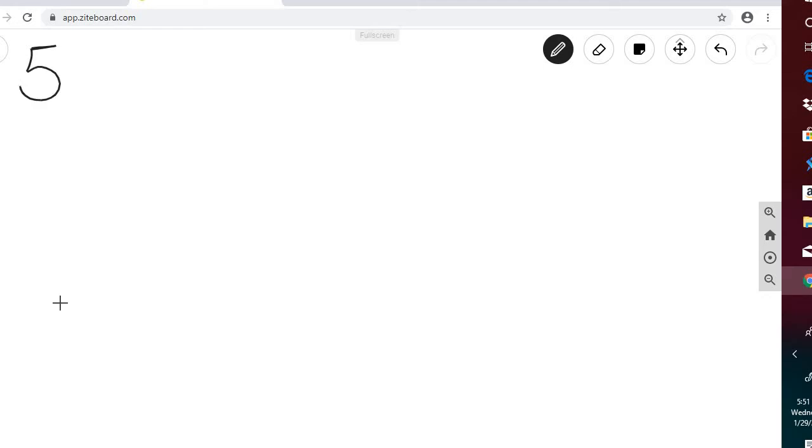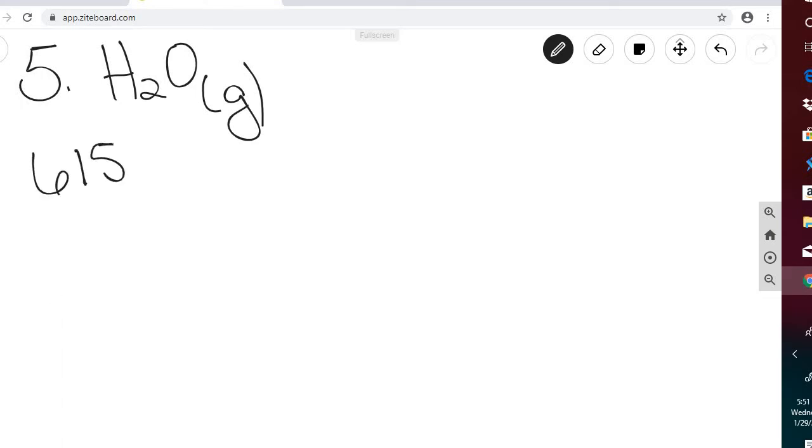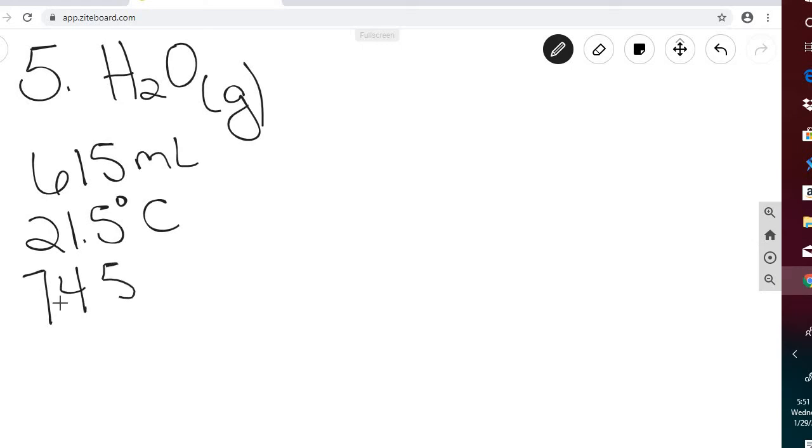Okay, number 5. How many moles of water vapor, because we have water vapor, that means it's water in a gas form. How many moles are present? So we have a 615 milliliter container. The temperature is 21.5 degrees C, and it's at 745 torr.